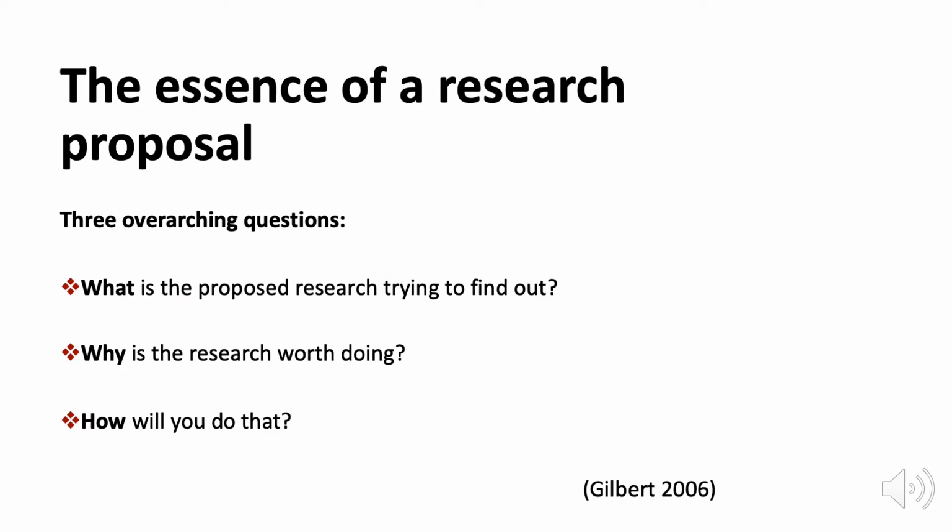On this slide, you can see that a research proposal mainly answers these 3 overarching questions. If you can adequately answer these questions, you can write a convincing research proposal. The first one is, what is the proposed research trying to find out? What's the problem? So identify the problem. And identification of the problem is probably the first thing in the process of your research project, or the process of writing your research project.